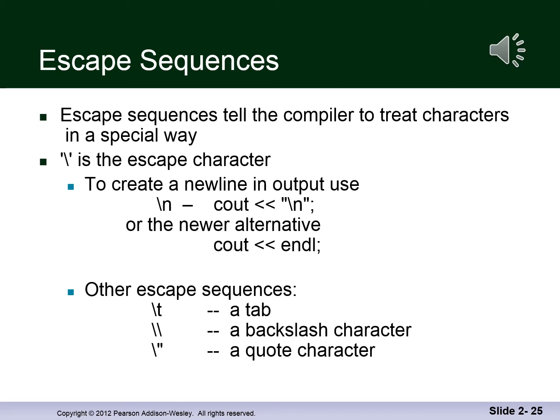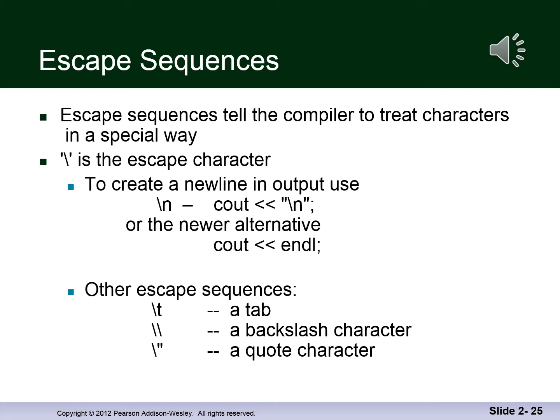Escape sequences tell the compiler to treat characters in a special way. The backslash is the escape character. You'll see it right above, well, on my keyboard it's right above the enter key. I'm on a laptop, and I think that's rather standard. So to create a new line in output, use escape n, and it has to be in quotes.